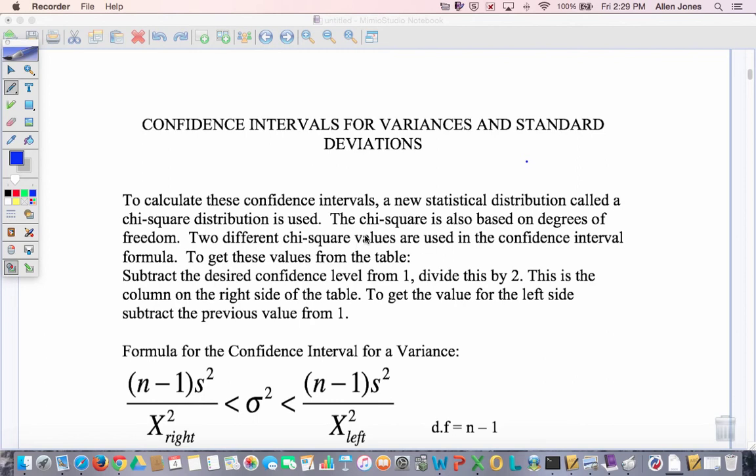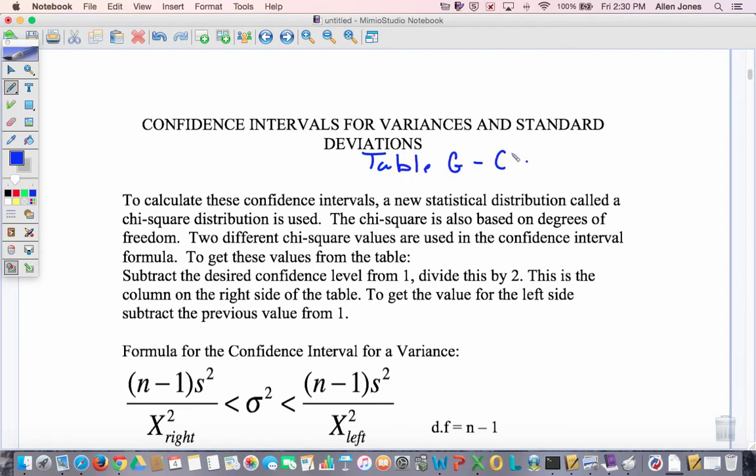Last section here in Chapter 7, we're constructing our confidence intervals for variance and standard deviation. As soon as we see this, it's a dead giveaway that we are using tables. A completely different table, table G, which is called a chi-square distribution.